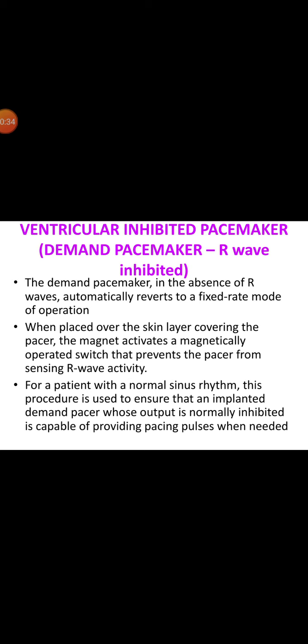The output of the R wave inhibited unit is suppressed as long as natural R waves are present. Thus, its output is held back or inhibited when the heart is able to pace itself. However, should standstill occur or should the instantaneous rate fall below the preset rate of the pacer, the unit will automatically provide an output to pace the heart after an escape interval at the designated rate. In this way, ventricular inhibited pacers are able to pace on demand.